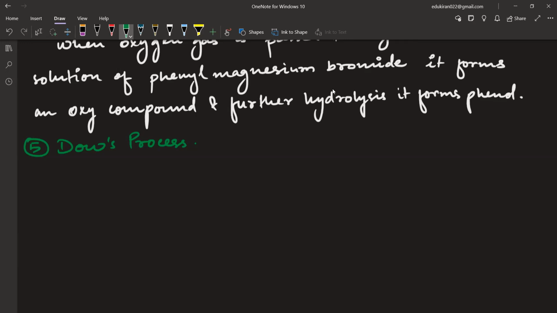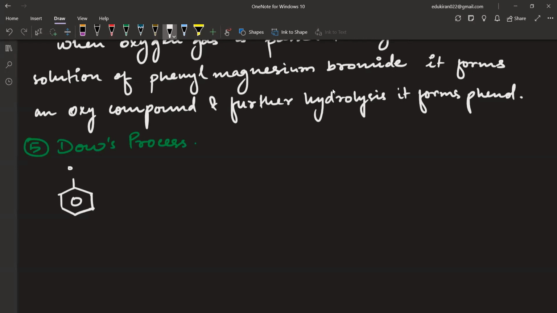Dow is a company's name. DOW. It is a chemical company. It's a big chemical company. It has, I think, somewhere around 150 billion net worth. And they started a process, Dow's process, for preparation of phenol.